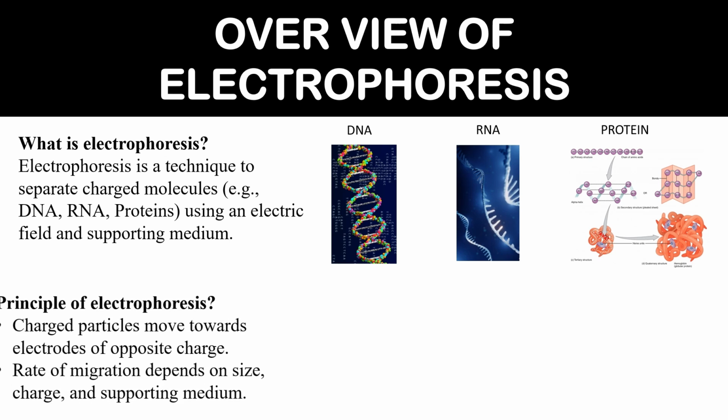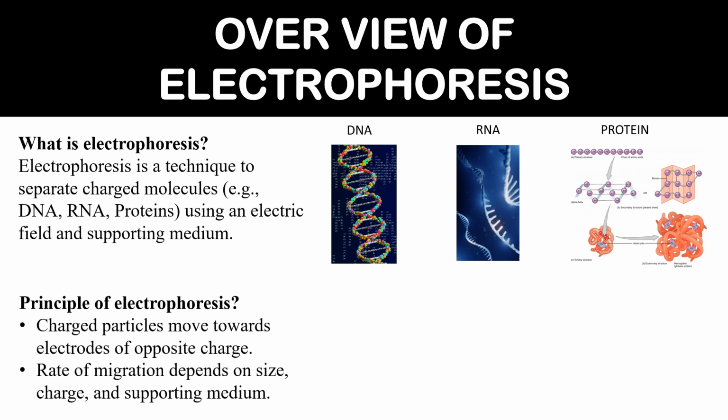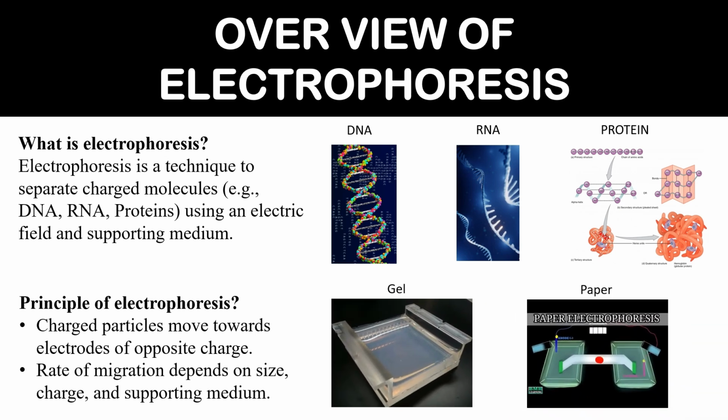When it comes to the principle of electrophoresis, it mainly depends on how the charged molecules move towards the electrodes of opposite sides. For example, if your sample is negatively charged, it moves towards the positively charged anode, and that's how molecules move towards the opposite poles. The rate of migration depends on the molecule size, charge and supporting medium, and the supporting medium might be a gel or paper.